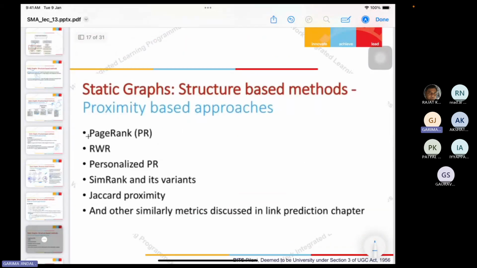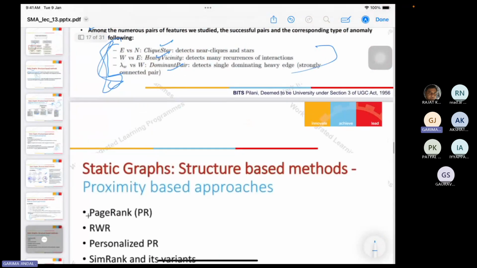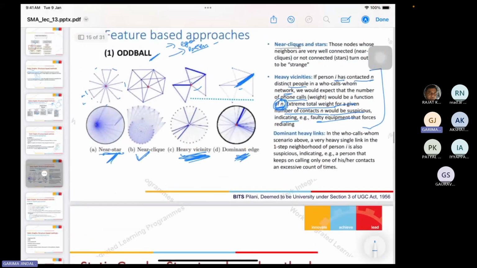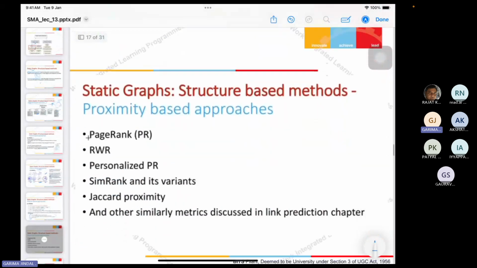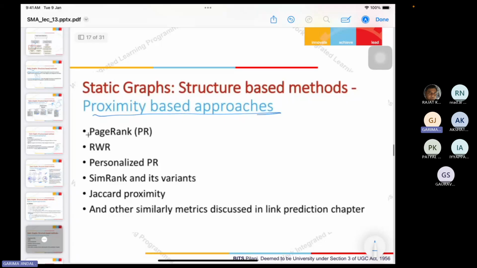Okay, so after understanding the feature-based approach, we move to the next approach, that is the proximity-based approach.